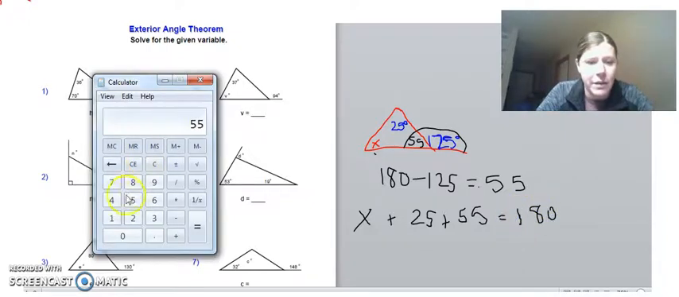Okay, so again, I'm going to get out my calculator. I'm going to take 180. I'm going to subtract the 25, which we already knew. And then I'm going to subtract the 55, which we just had to solve for, and I get 100 degrees.